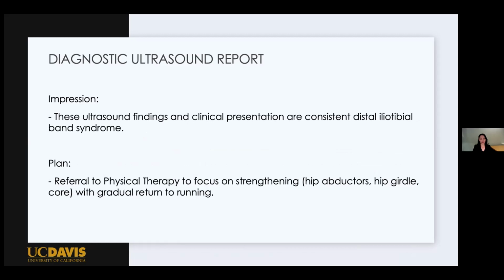So overall, the impression of this ultrasound findings and clinical presentation are consistent with distal iliotibial band syndrome. The plan is a referral to physical therapy to focus on strengthening, including, but not limited to, hip abductors, hip girdle, and core with gradual return to running.